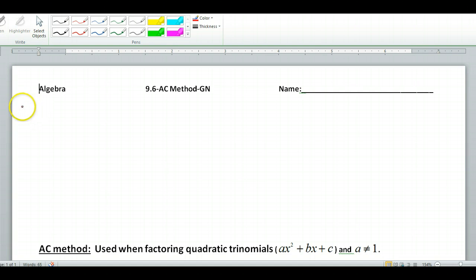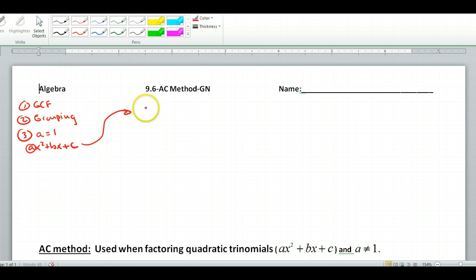Now, just to review real quick, in this class we have factored the GCF, we have factored by grouping, and we have factored quadratic trinomials when A is equal to 1. So we had ax squared plus bx plus c. That's a quadratic trinomial where this a was equal to 1. Well, let's look at these as a quick review.